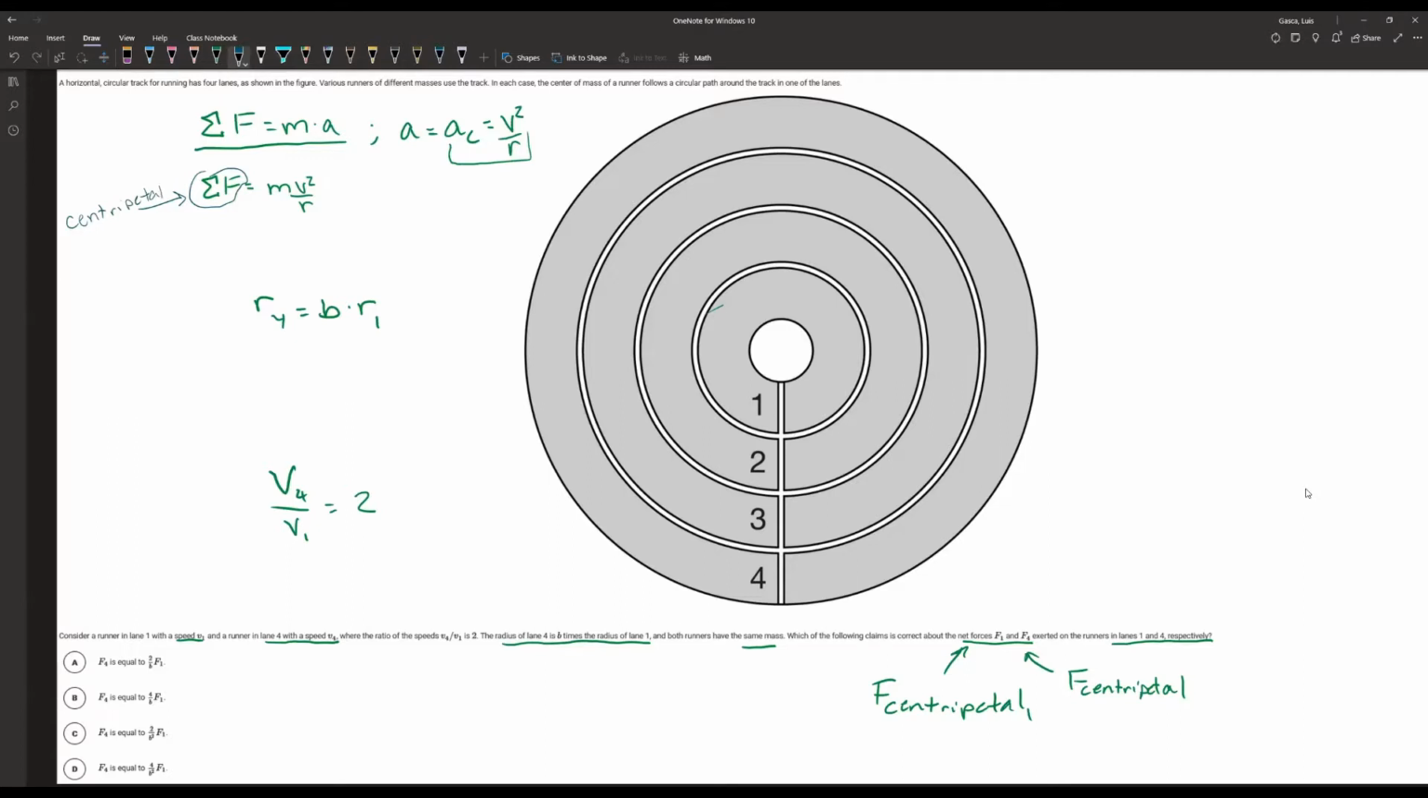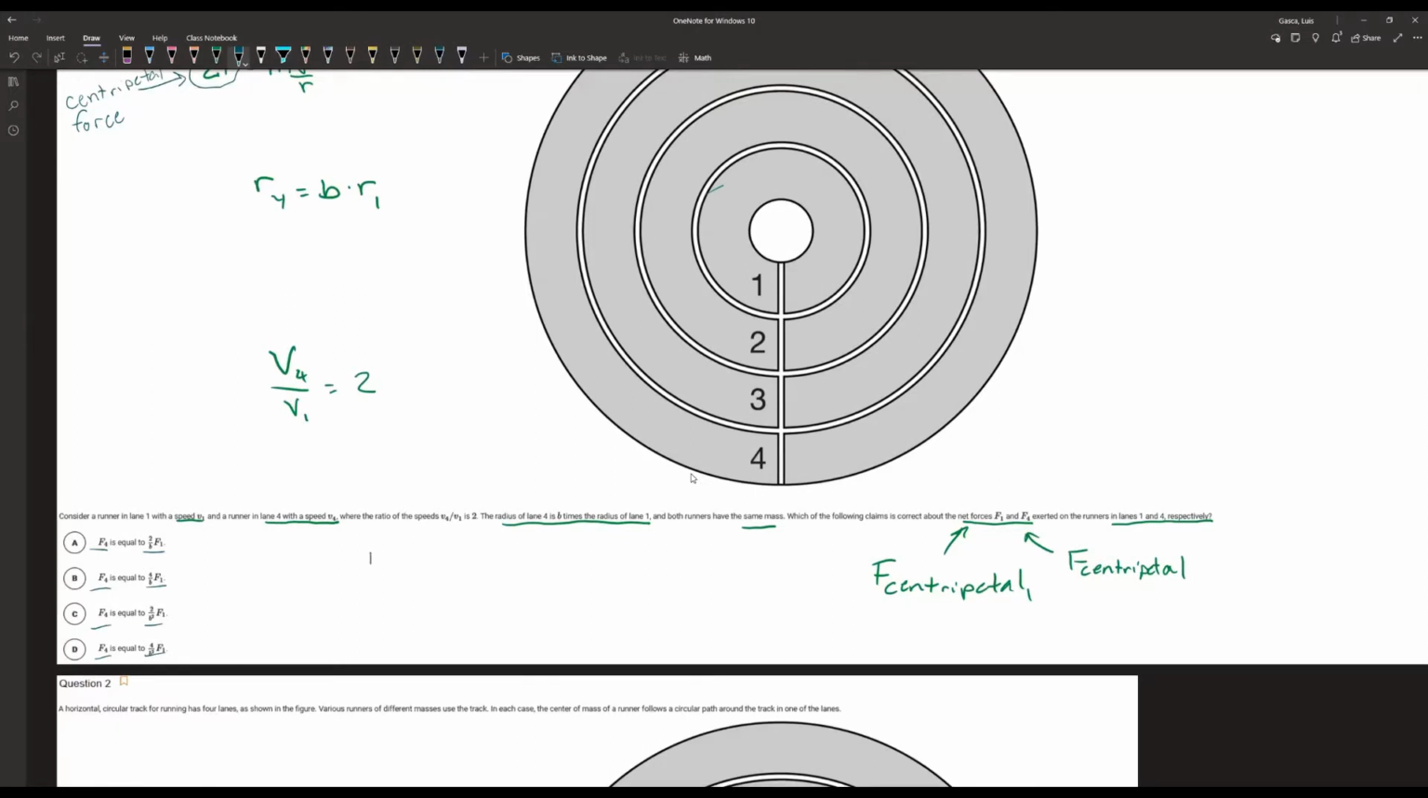In our last video, we talked about how it's a title for the net force when this causes us to move around in a circle, and we dub it the centripetal force. So let's go ahead and look at some of these ratios. They basically want us to say F4 is some ratio of F1.